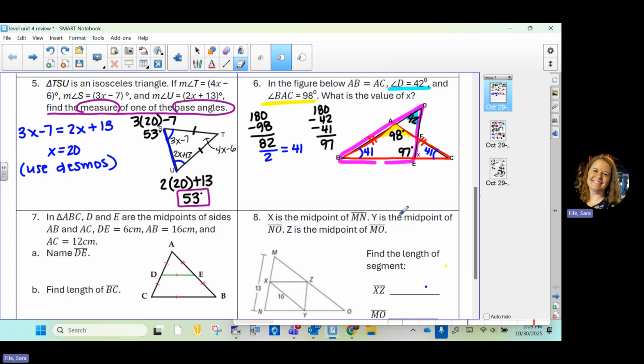Now we're looking for X. How does X relate to this angle 97 that we just found? Don't those two angles form a line here? How many degrees in a straight line? 180. So this 97 and this X need to come together and equal 180. So X equals 83. So X is 83.